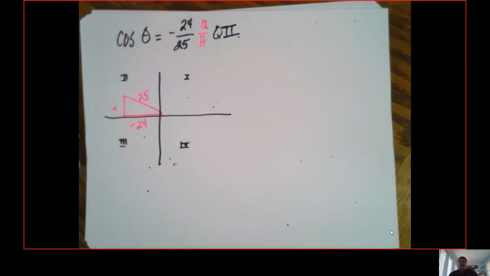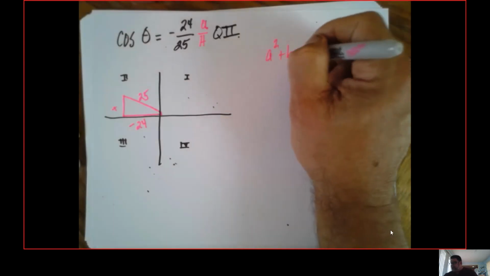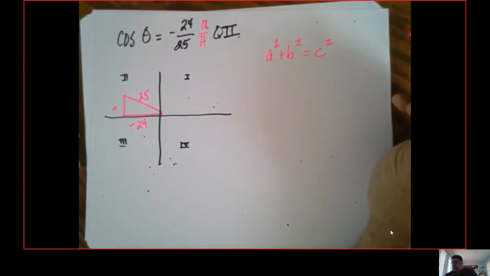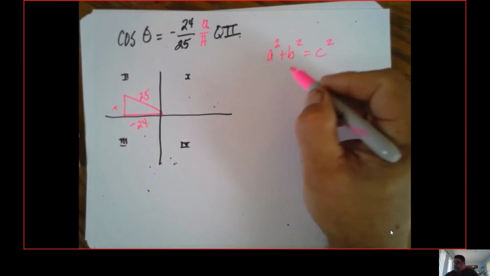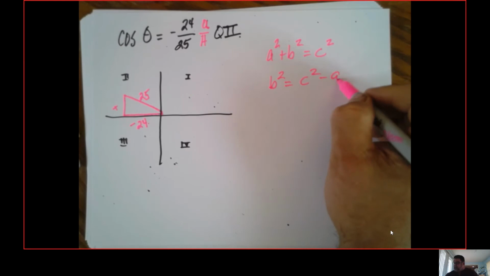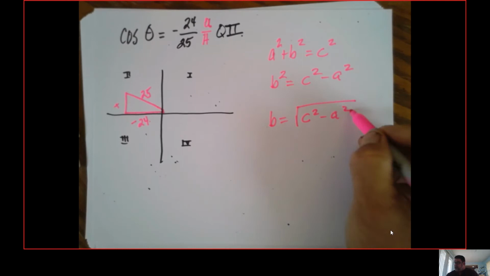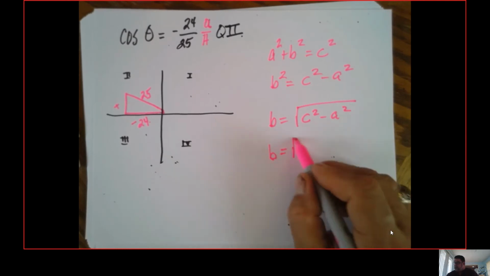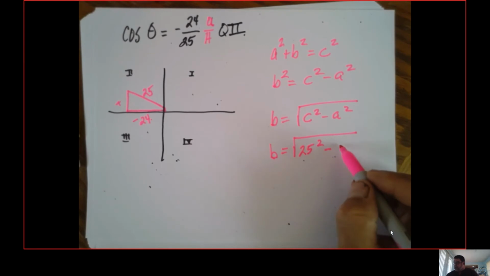So now the first thing I do, and any trig student would know, is that as soon as you have two sides of a triangle, you need to find that third side. So a squared plus b squared is equal to c squared. And we need whatever you want to call it, a or b. Since this is a, we'll call that b. Okay, so b squared is equal to c squared minus a squared, and b is equal to the square root of c squared minus a squared, which is the square root of 25 squared minus 24 squared.